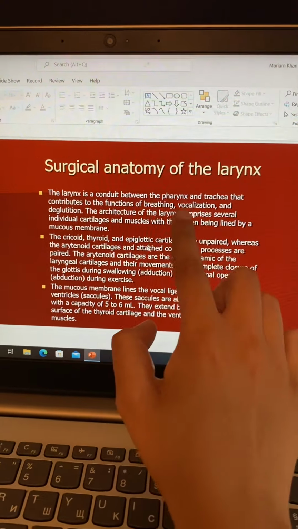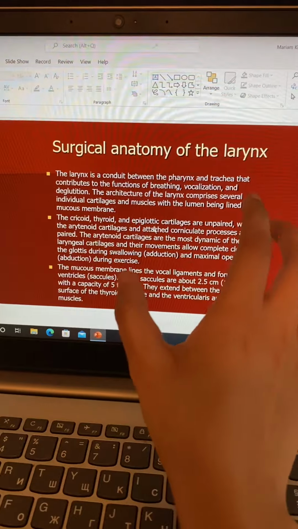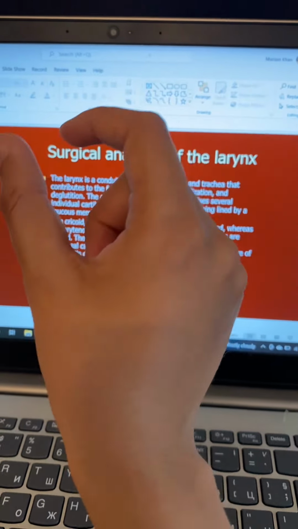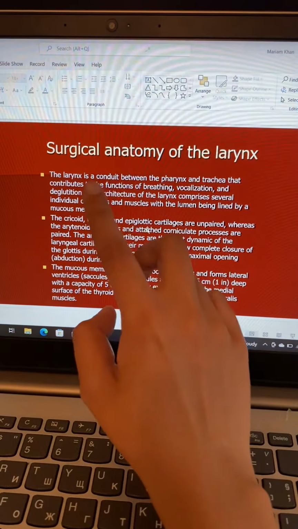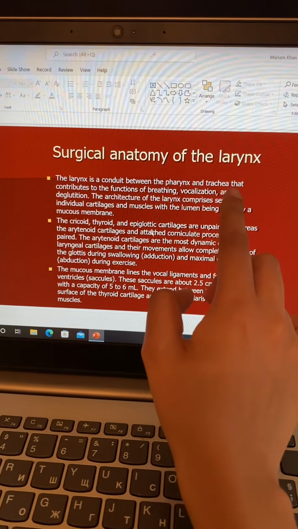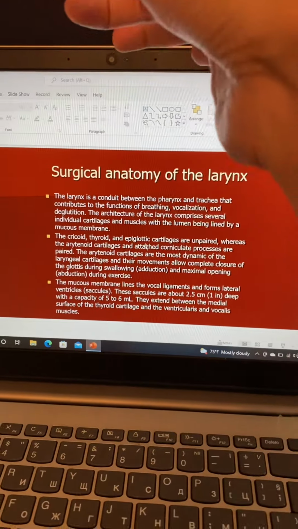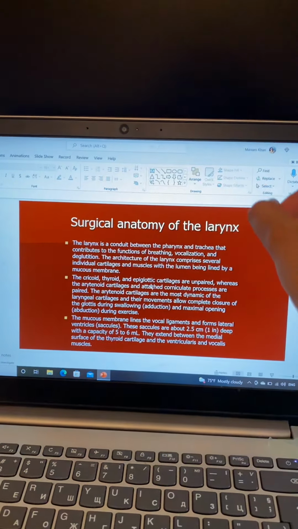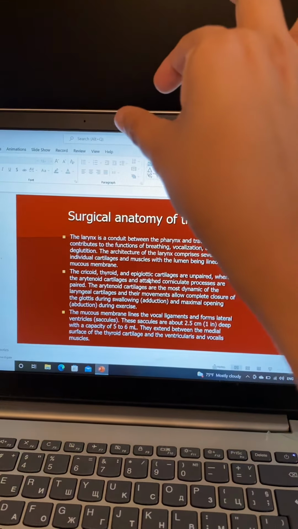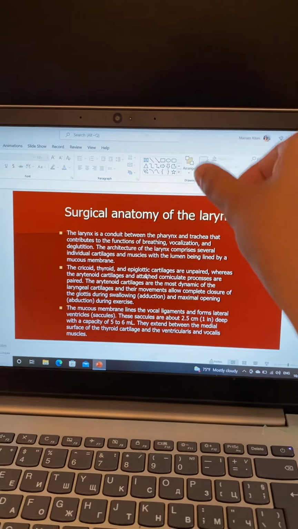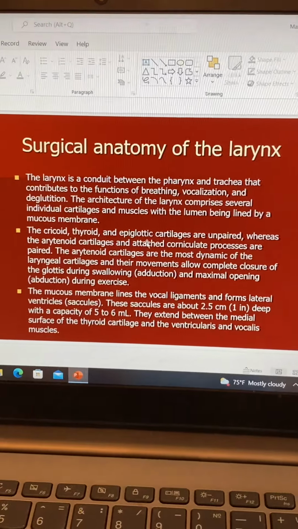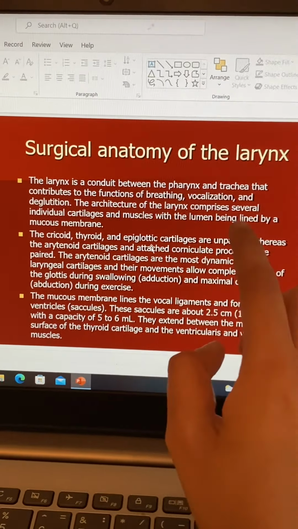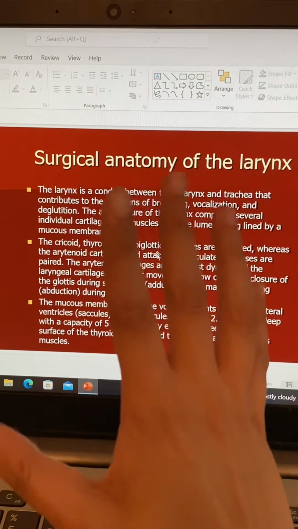So the larynx, what is it? It's basically the bit between the pharynx. So the pharynx is sort of like the division before the esophagus and the trachea. So the larynx is between the pharynx and the trachea. So imagine the pharynx is like this, and you have the esophagus going this way, you have the trachea going this way. The larynx is the bit going this way, leading to the trachea. And it obviously is involved with breathing, vocalization, deglutition, whatever that is.